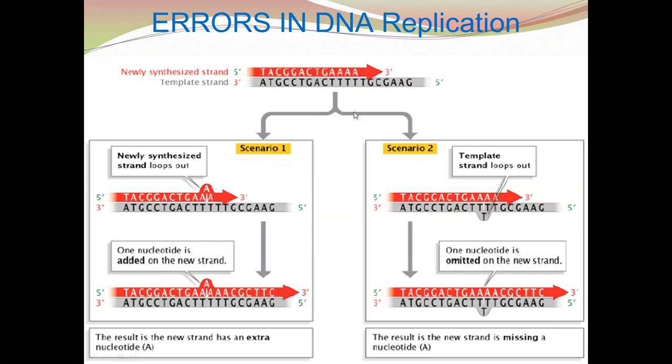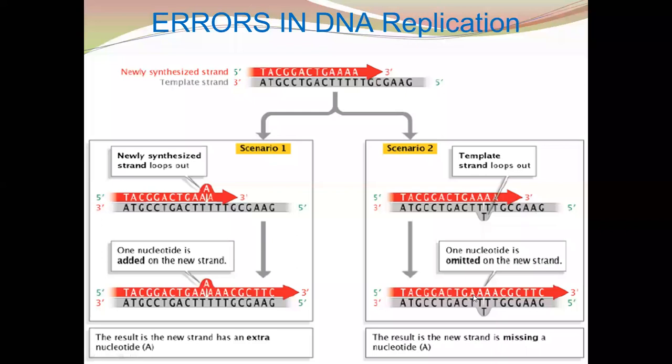In scenario 2, the template strand may loop out. Here is the template strand, which is from the 3' end towards the 5' end. If the template strand loops out, what would result? As a result, one nucleotide is omitted on the new strand. A newly synthesized DNA strand has one nucleotide omitted.